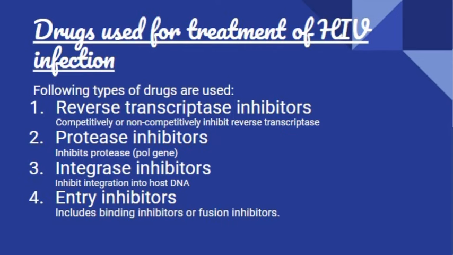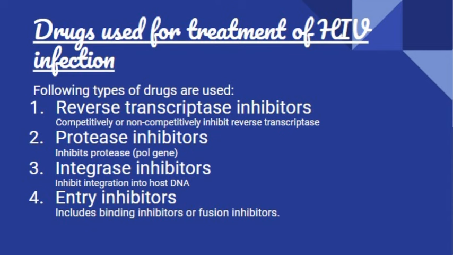Drugs used for treatment of HIV infection. Following types of drugs are used. Number 1. Reverse transcriptase inhibitors. They could either be nucleoside reverse transcriptase inhibitors that competitively inhibit reverse transcriptase, or non-nucleoside reverse transcriptase inhibitors that non-competitively inhibit reverse transcriptase. The second type is protease inhibitors that inhibit protease. Third type is integrase inhibitors that inhibit integration into the host DNA.